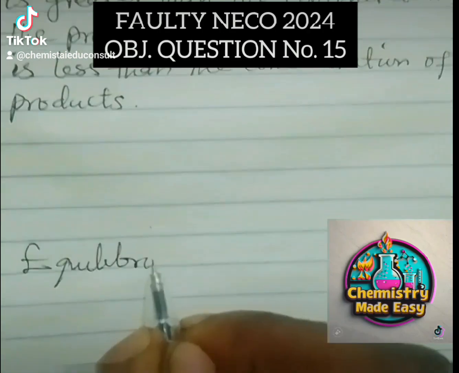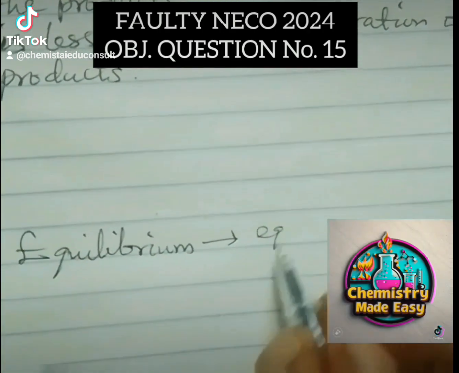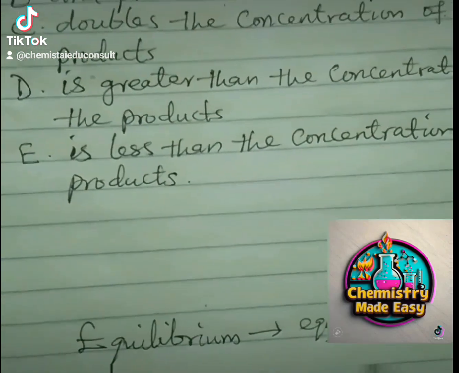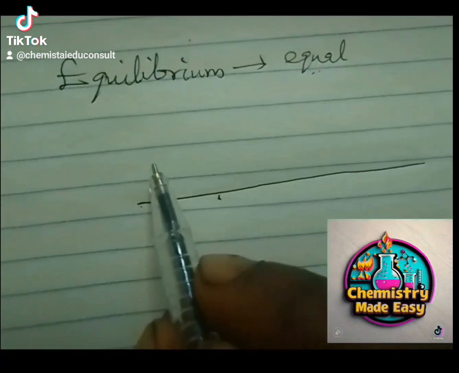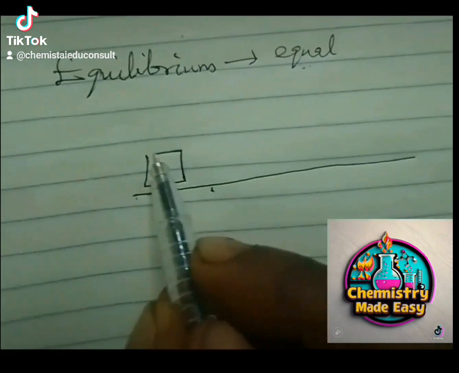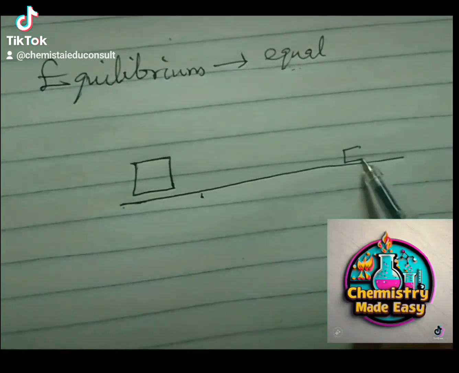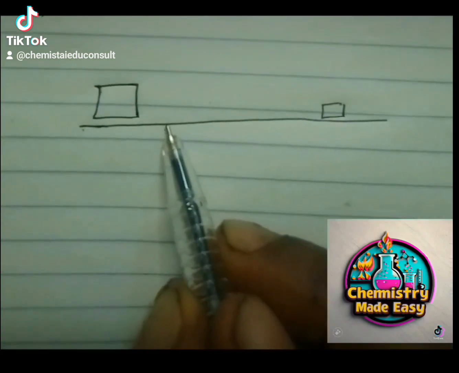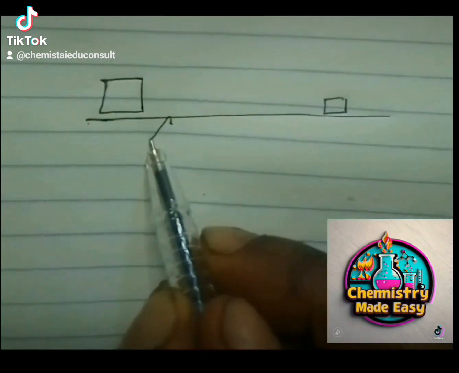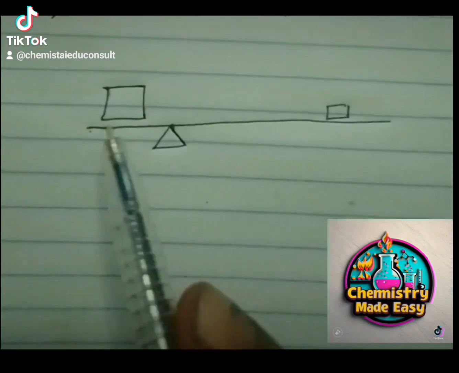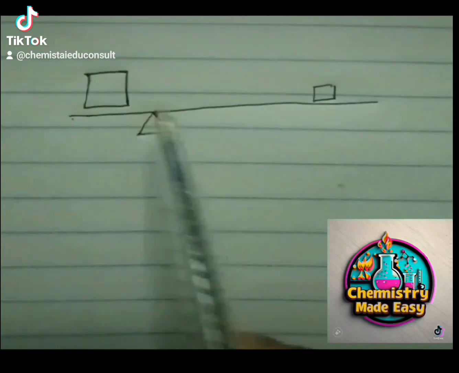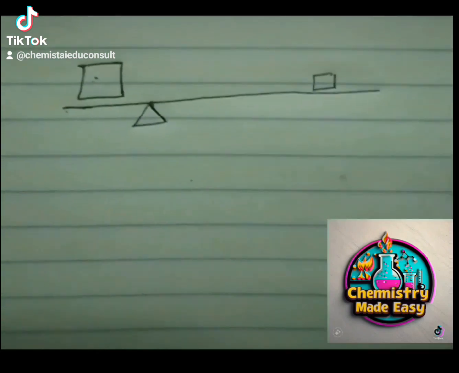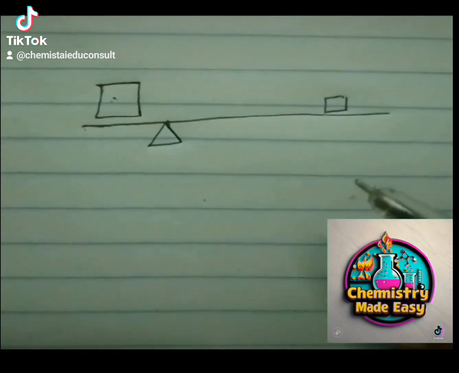The word equilibrium is gotten from the word equal, but looking at this, the word equilibrium could be deceptive. Now let's consider this meter rule and a very big mass here and a small mass here. If you want this system to be in equilibrium, you are going to shift the knife edge closer to where the bigger mass is. You can see the system is in equilibrium, but it doesn't necessarily mean that the two masses must be equal. No, they must not be equal, though there are instances where they are equal.